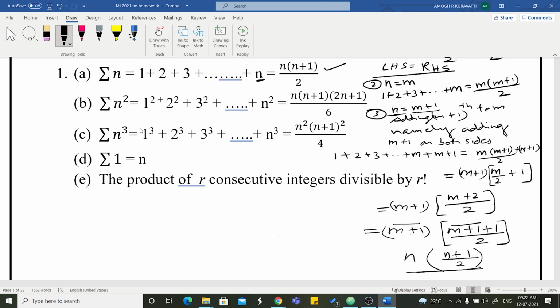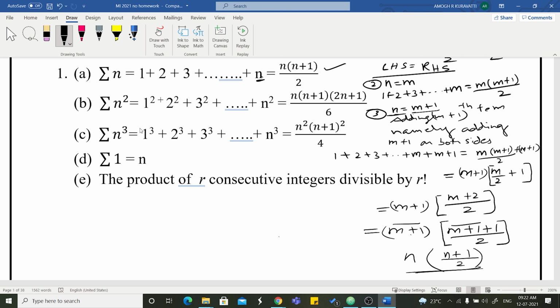Means, all values of n: for n is equal to 1, it satisfies. N is equal to m, it satisfies. And n is equal to m plus 1, it satisfies. Okay. So, definition: it is a process of proving general results or a general formula.